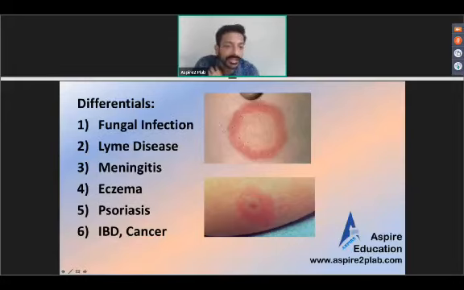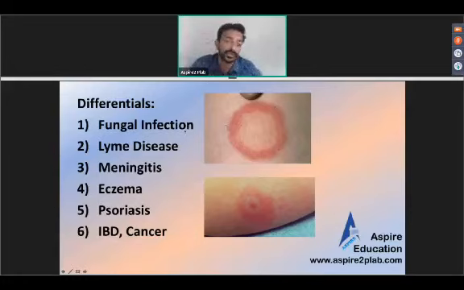So this is how you can differentiate. You will see some redness in the center as well, which is Lyme disease. But if it is just a round ring, that is actually a fungal infection. In the exam, they gave this fungal infection. So these are the differentials. It's always good if you rule out these differentials.